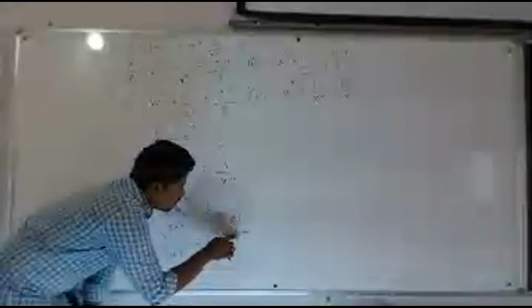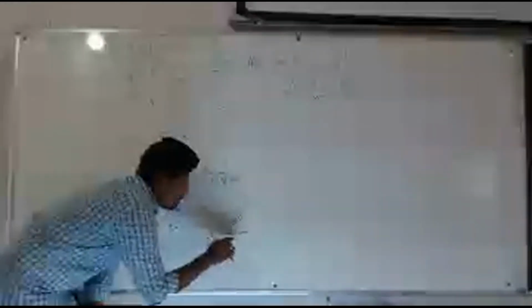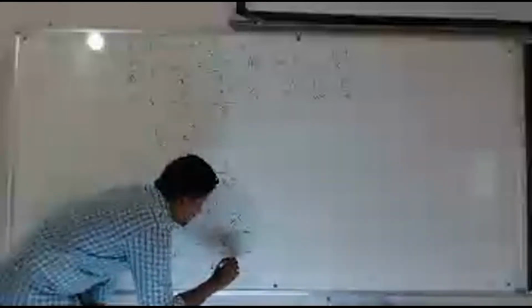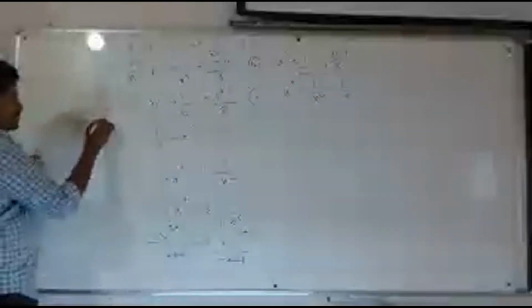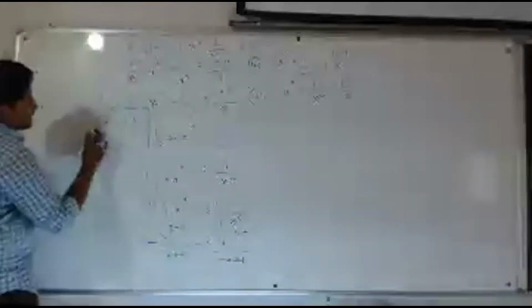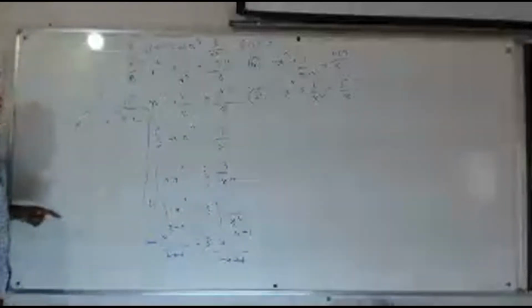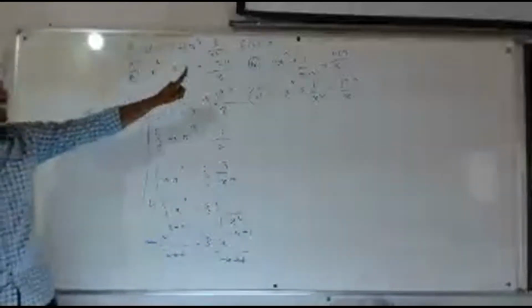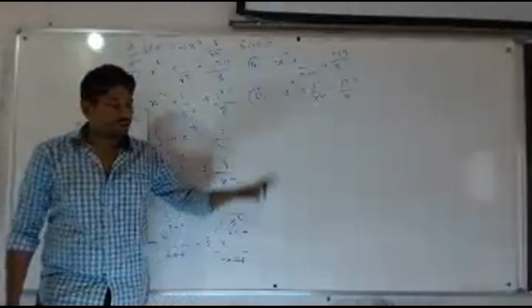Don't get confused about where we got this minus 4. If it goes upwards, it will be x power minus 4. x power minus 4 plus 1 by minus 4 plus 1. So we get x power 4 minus x power minus 3 plus c. In order to find this c, they have given f of 2 equals 0.